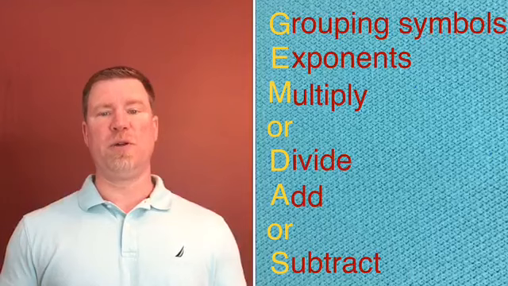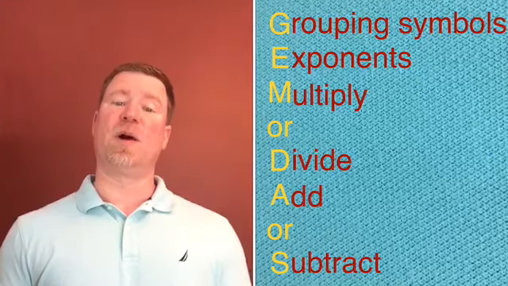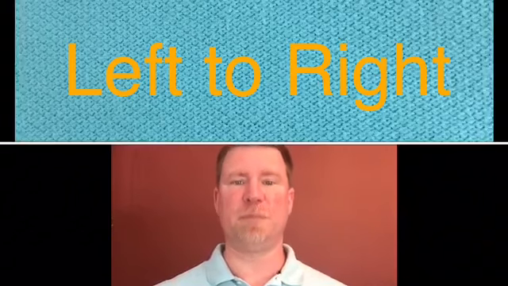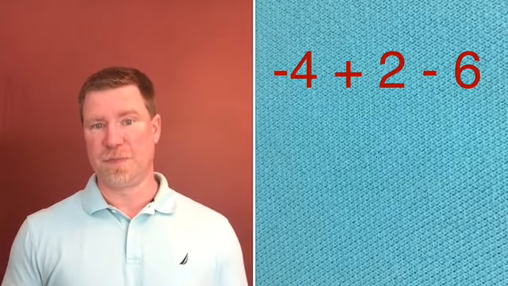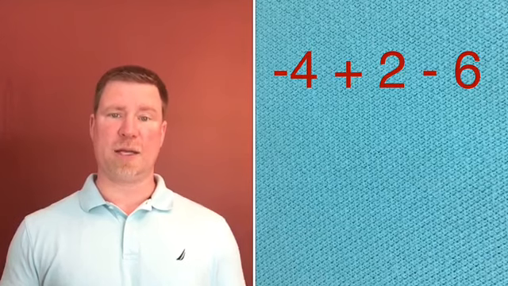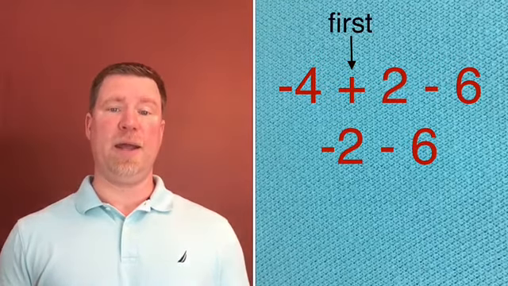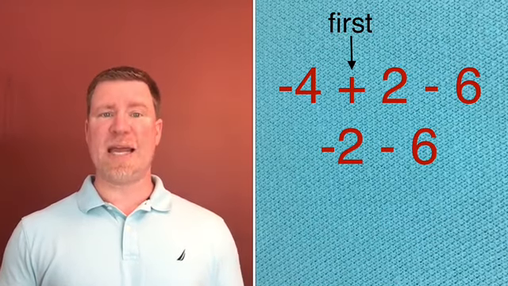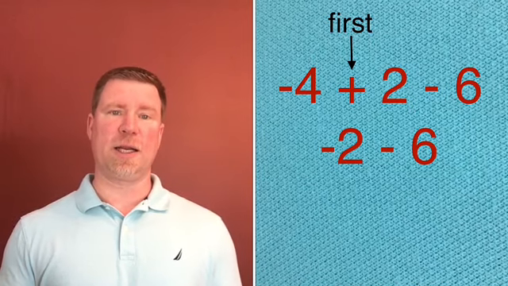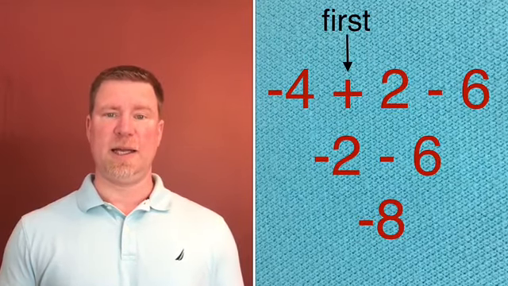Okay, so now we're down to our last 2 letters in our acronym. A and S, addition, subtraction. Which one do we do first? We do whichever one comes first, as if we were reading a sentence in a book. So whatever is on our left if we're looking at the problem. So in this case, I have the expression negative 4 plus 2 minus 6. What do we do first? Do we add or do we subtract? Well, we add. It comes first to the left. So we're going to do negative 4 plus 2, which is negative 2. Now we're ready to subtract. Negative 2 minus 6 is negative 8.